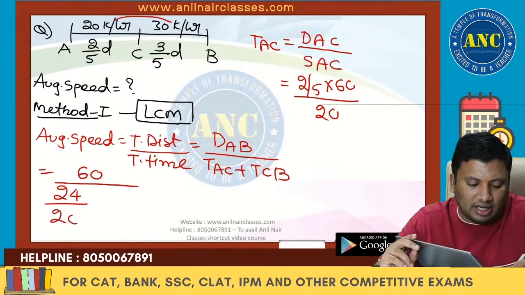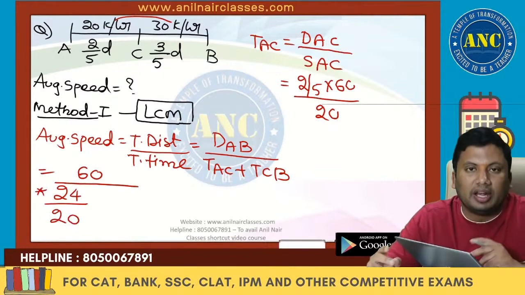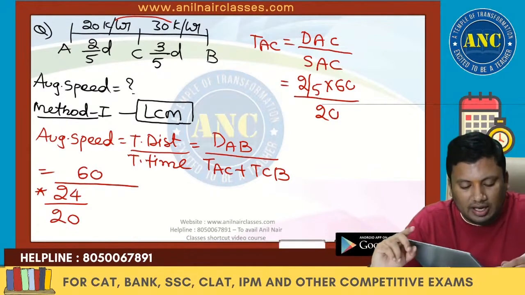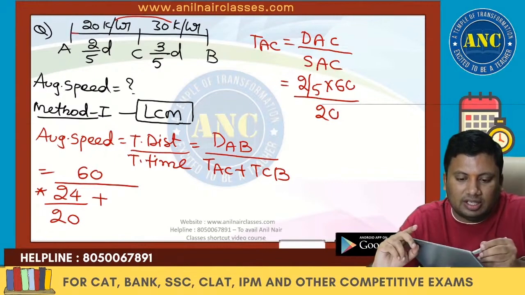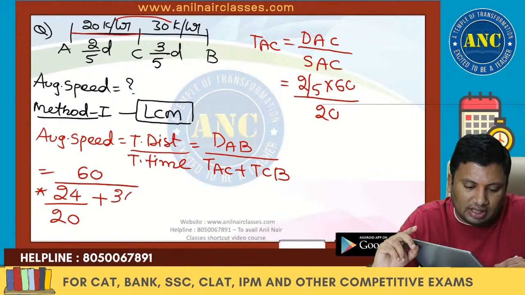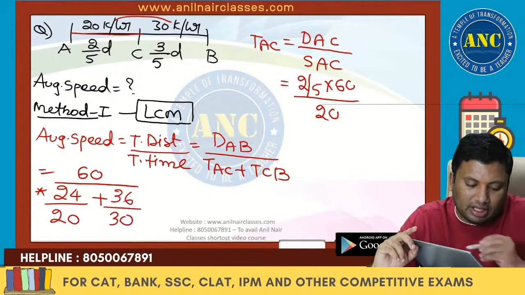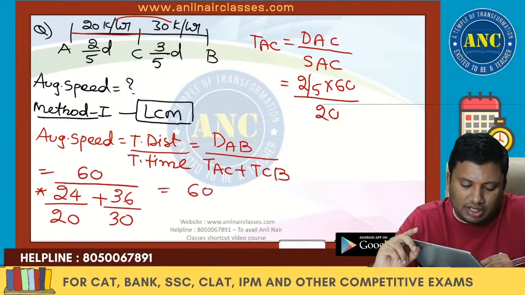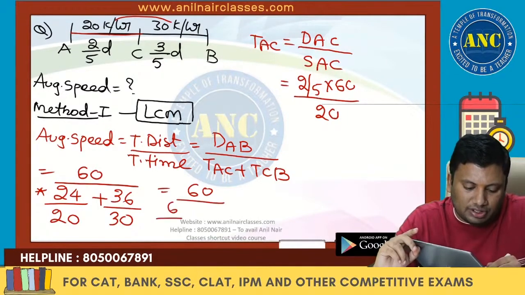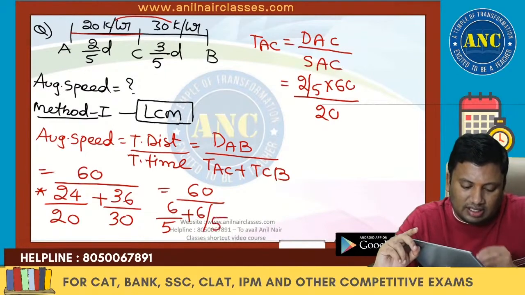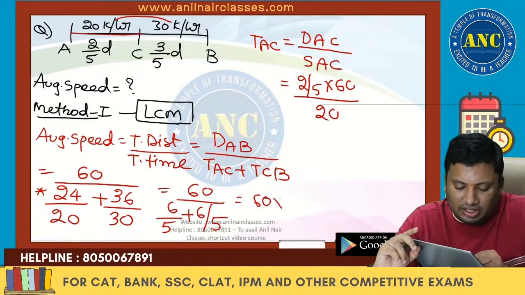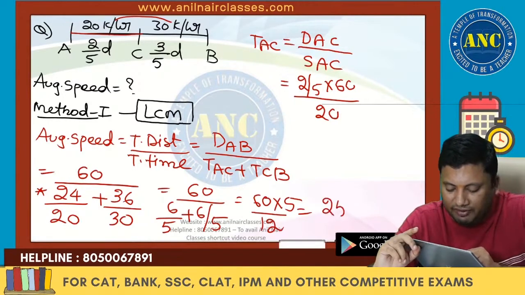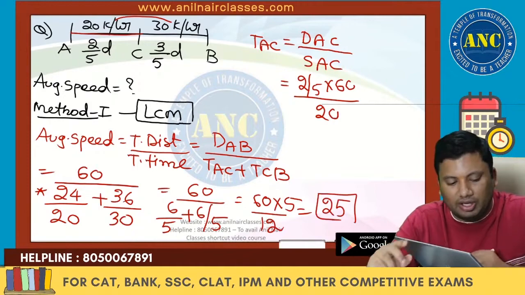I hope it is clear. Why is it 24? It is 2/5 of 60. The remaining out of 60 is 24. This is 36 divided by 30. 60 by, 4 6s are, 4 5s are, 6 6s are, 6 5s are, 60 into 5 by 12. The answer is nothing but 25.